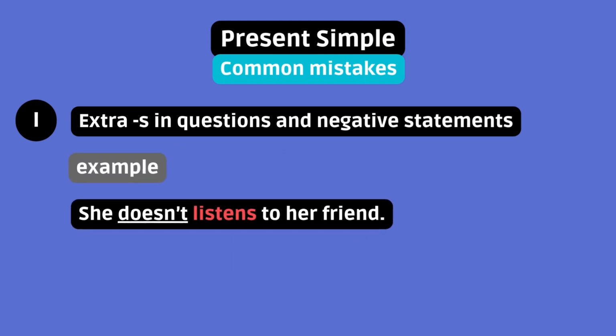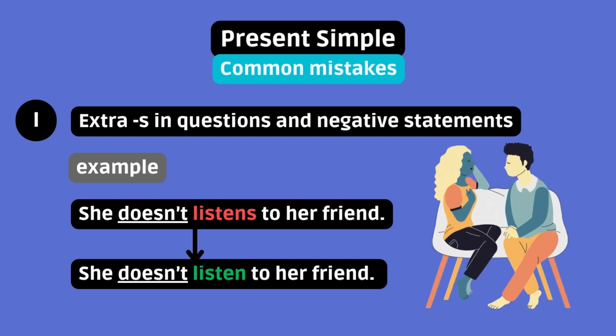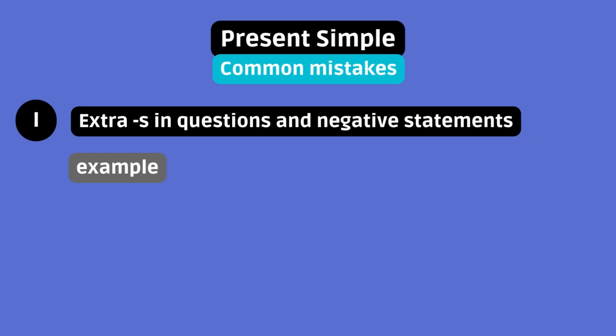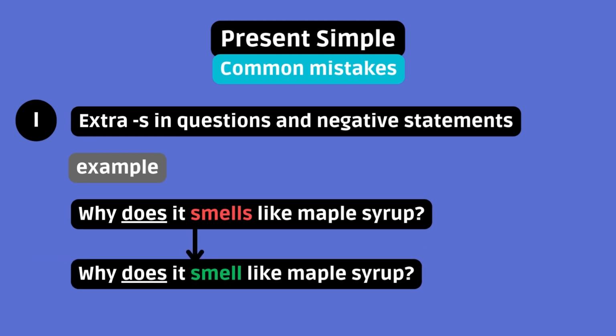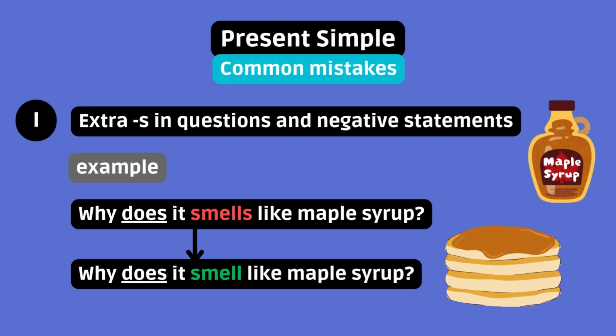Example: she doesn't listens to her friend. Should be, she doesn't listen to her friend. Why does it smells like maple syrup? Should be, why does it smell like maple syrup?